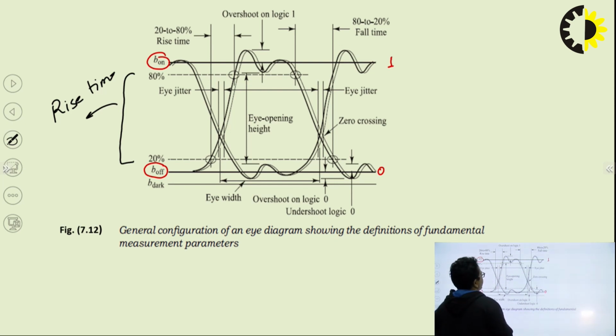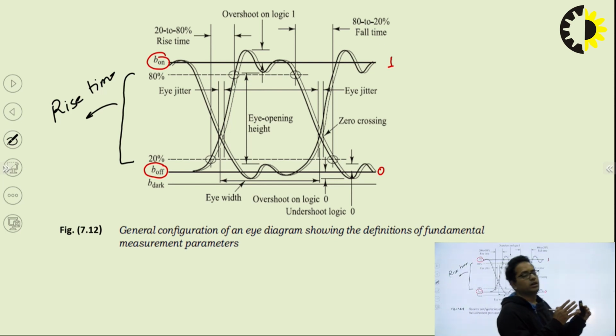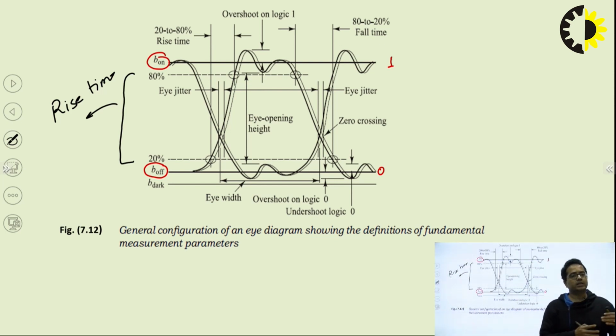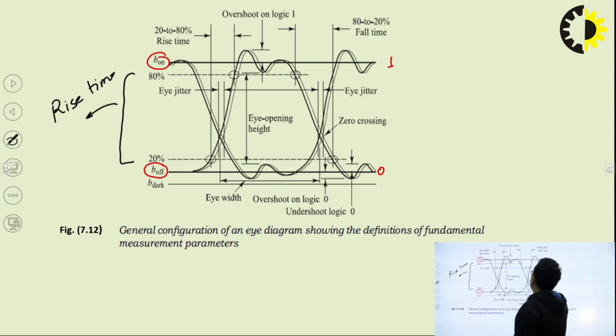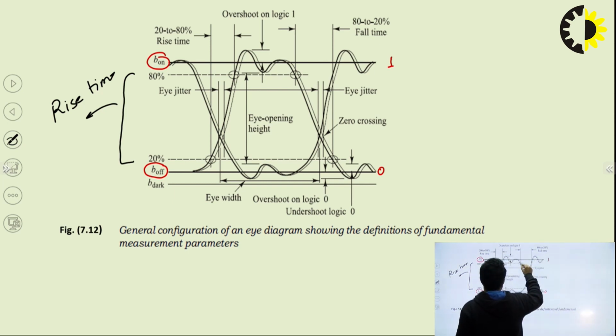And similarly the fall time, which is the time that is required by the system to generate a signal which is falling from 80% of the maximum value to 20% of that value. So that is your fall time. That means from here, we have considered this point and this point. So this is your fall time.